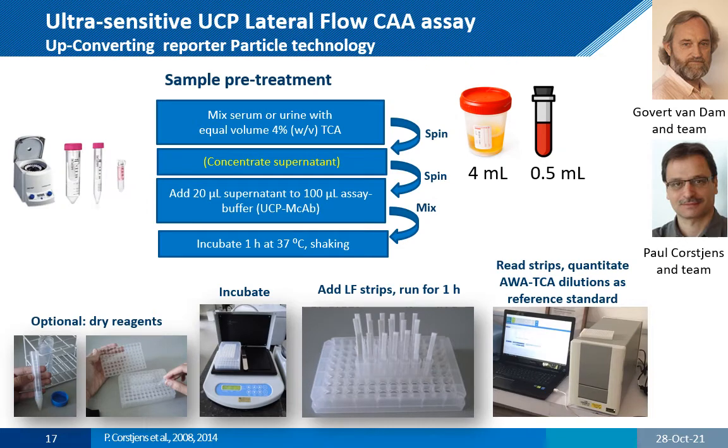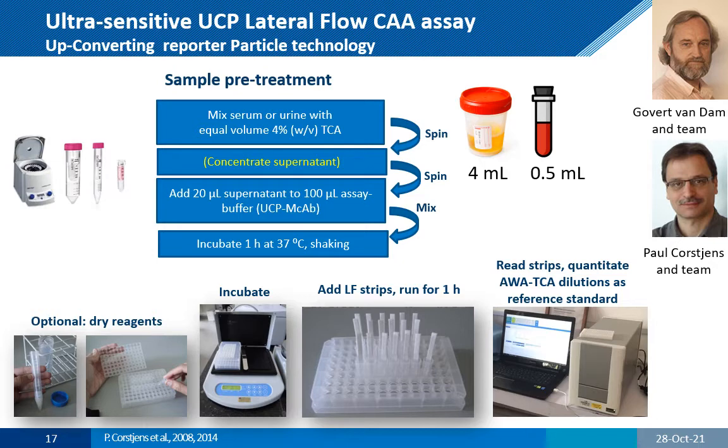The second test format I would like to discuss is the UCP lateral flow test for the detection of CAA. This ultra-sensitive and highly specific test makes use of upconverting reporter particles. The current test format is semi-laboratory based, and it is important to realize there are slightly different formats available, such as the so-called dry format and a wet format.